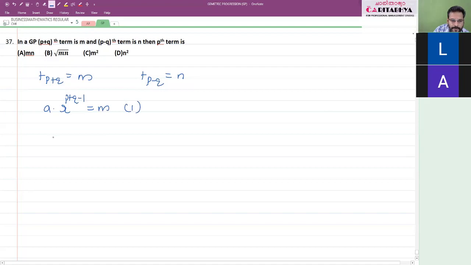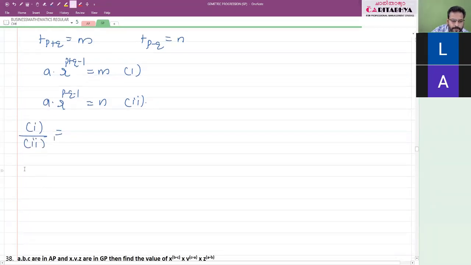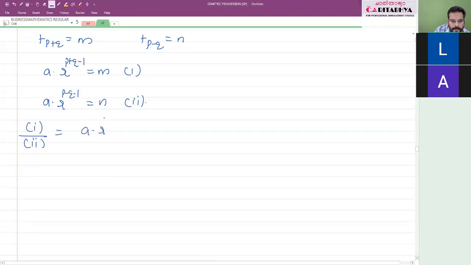Let us call it equation 1. Similarly, a into r raised to P minus Q minus 1 is equal to N. Let us call it equation 2. Then equation 1 divided by equation 2: a into r raised to P plus Q minus 1 divided by a into r raised to P minus Q minus 1 is equal to M by N.